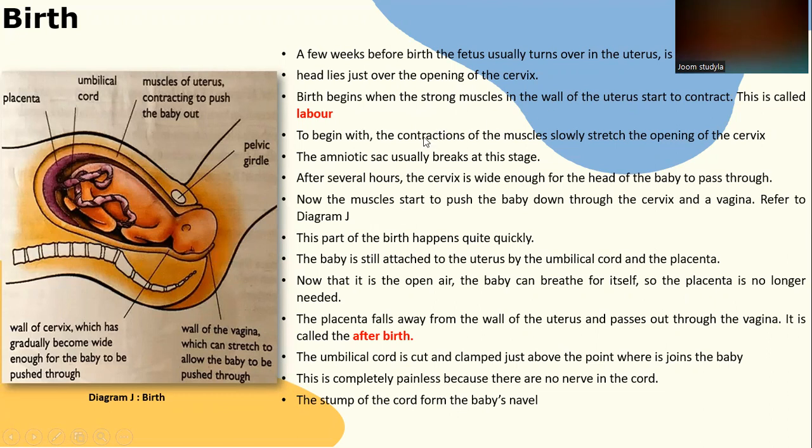This is called labor. To begin with, the contractions of the muscle slowly stretch the opening of the cervix. The amniotic sac usually breaks at this stage. After several hours, the cervix is wide enough for the head of the baby to pass through. Now the muscles start to push the baby down through the cervix and the vagina. Refer to diagram J.